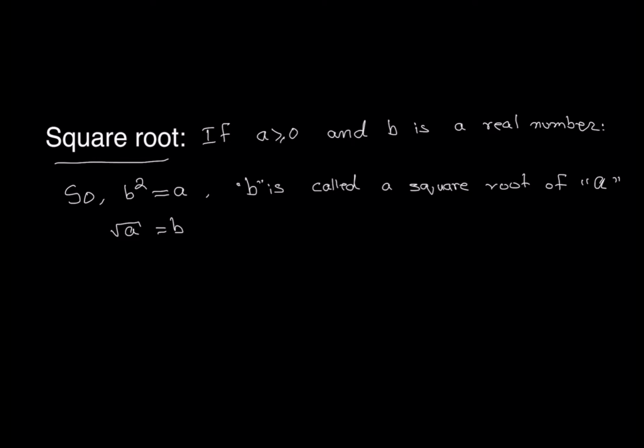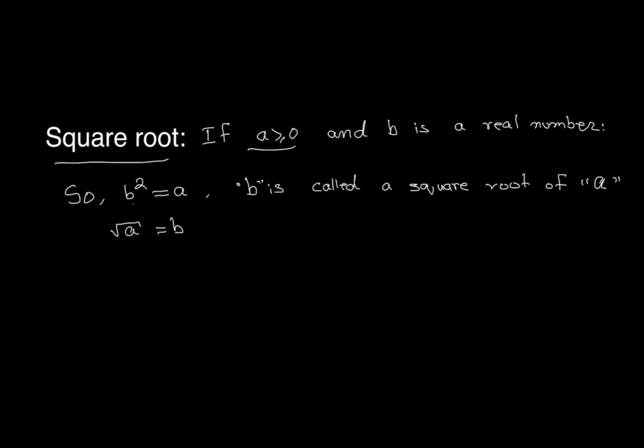That being said, a cannot be less than 0. It cannot be a negative number, because, as we will talk about later, a negative number does not have a real square root or real value. It has an imaginary value, imaginary roots. So we will just put that right here: a has to be greater than 0, or in some cases even 0, and b is a real number.